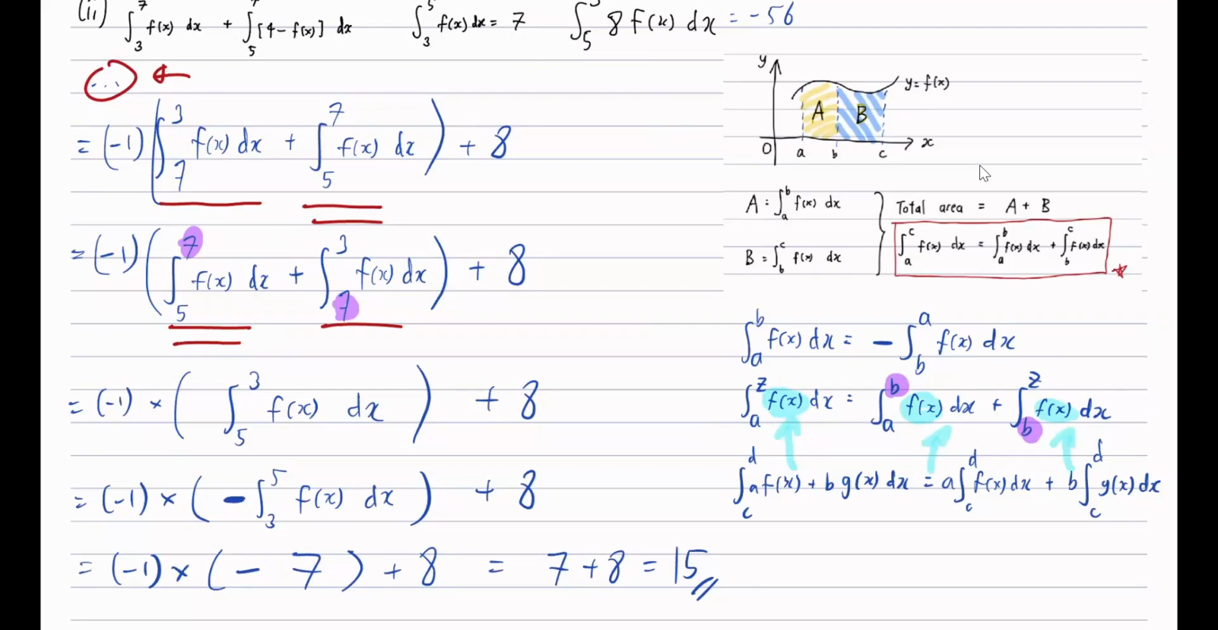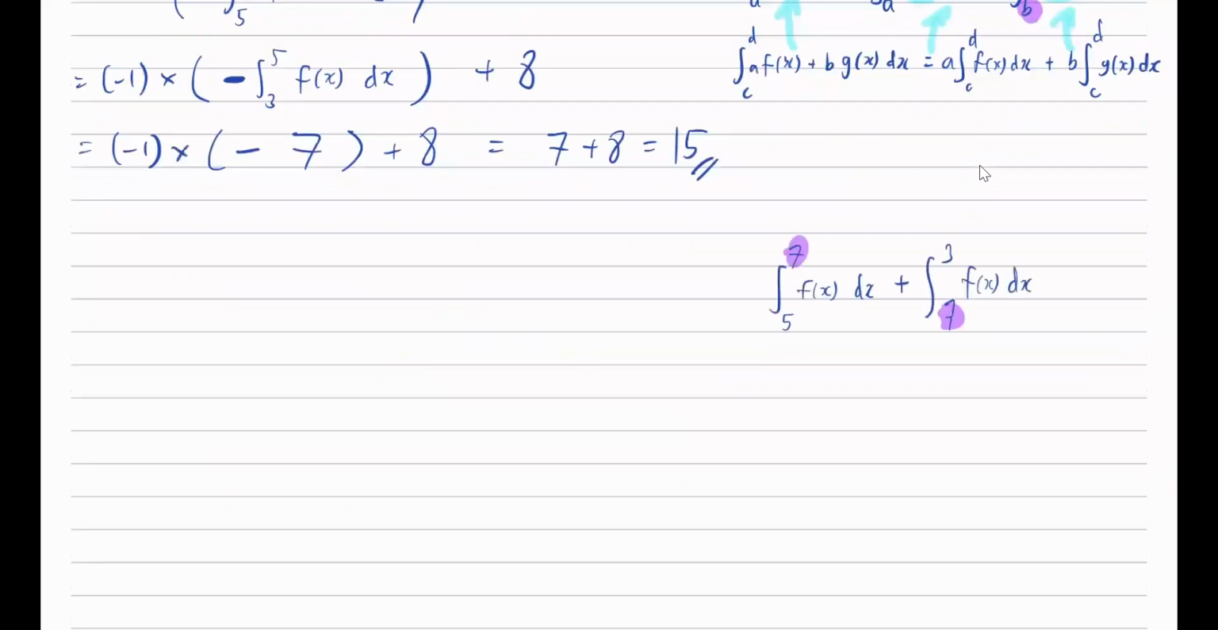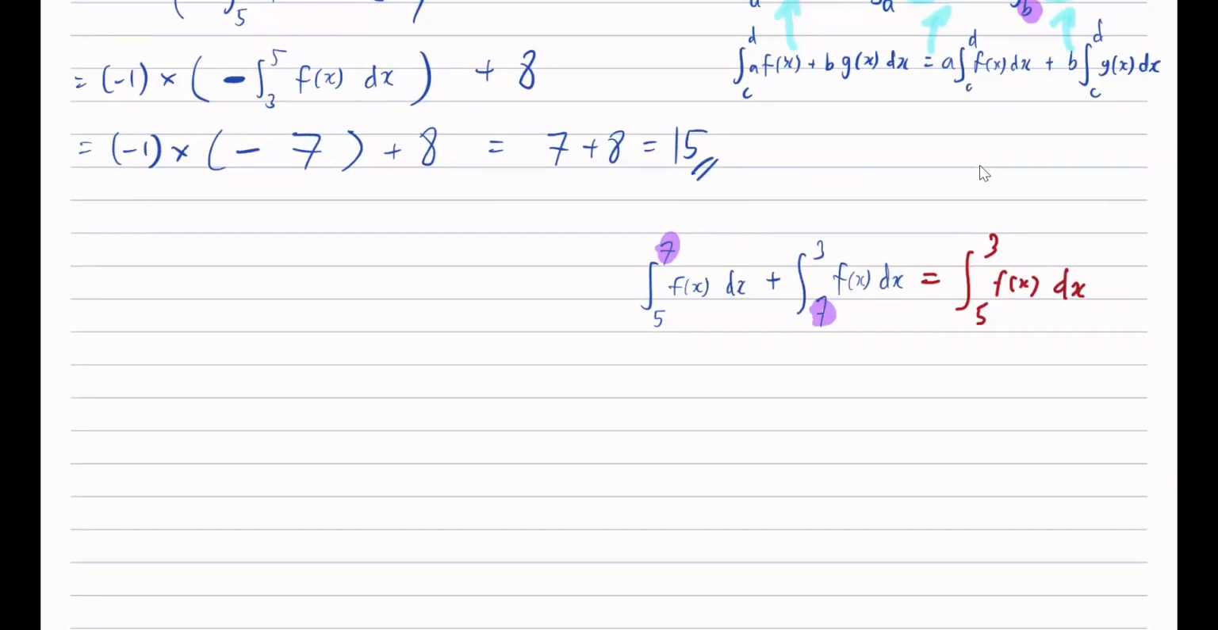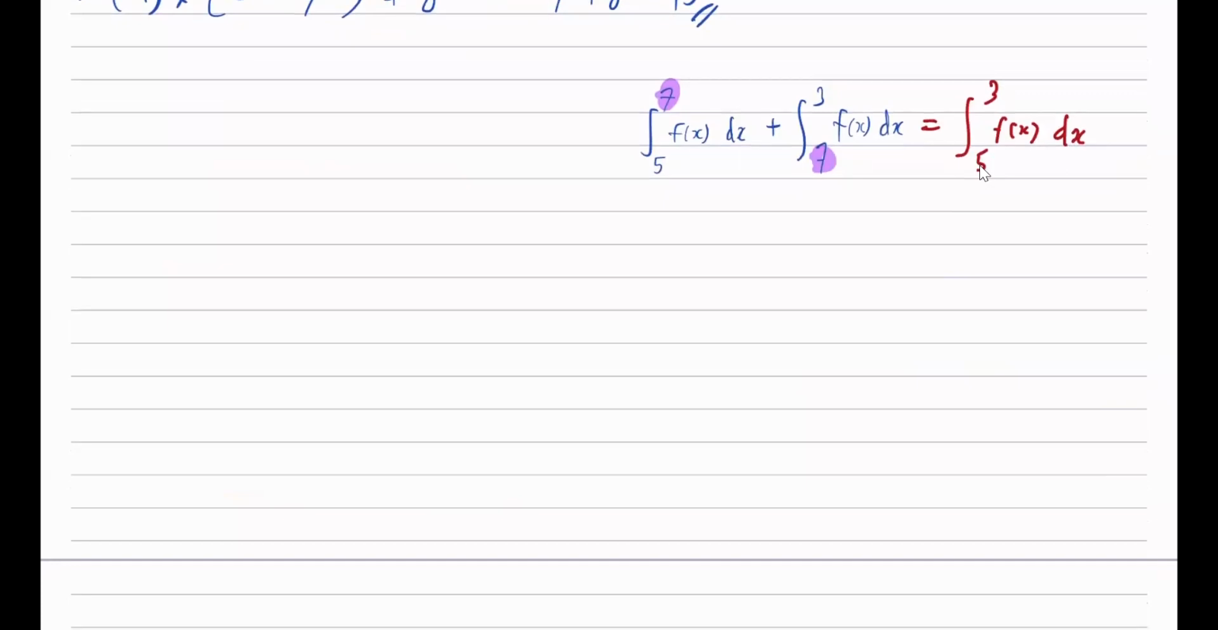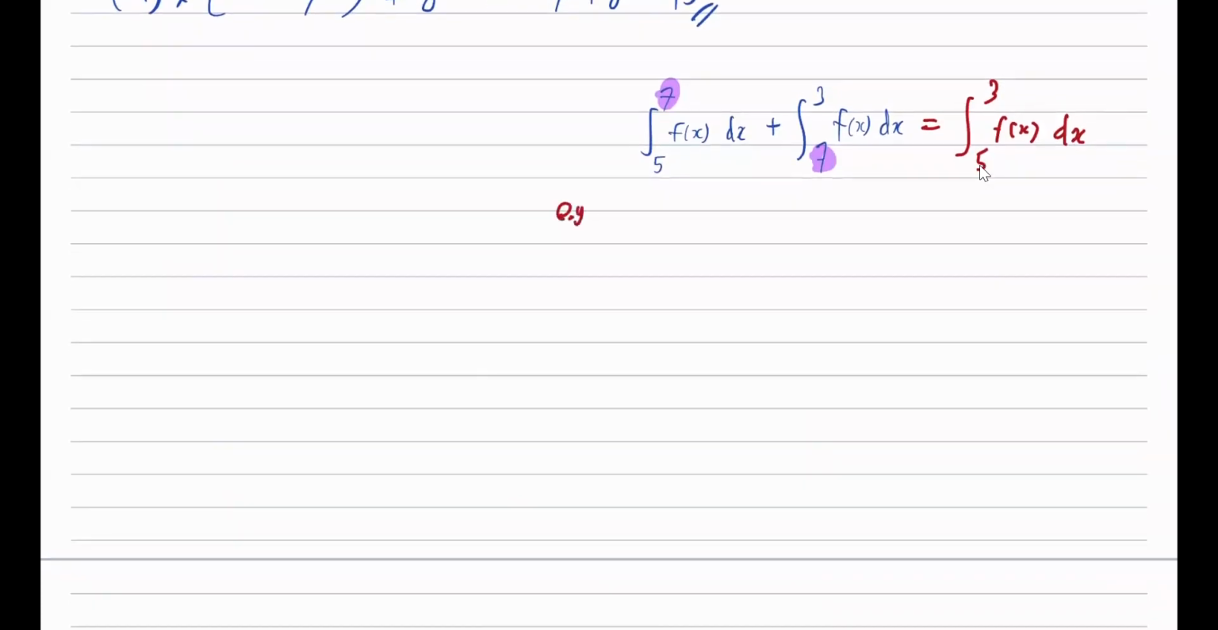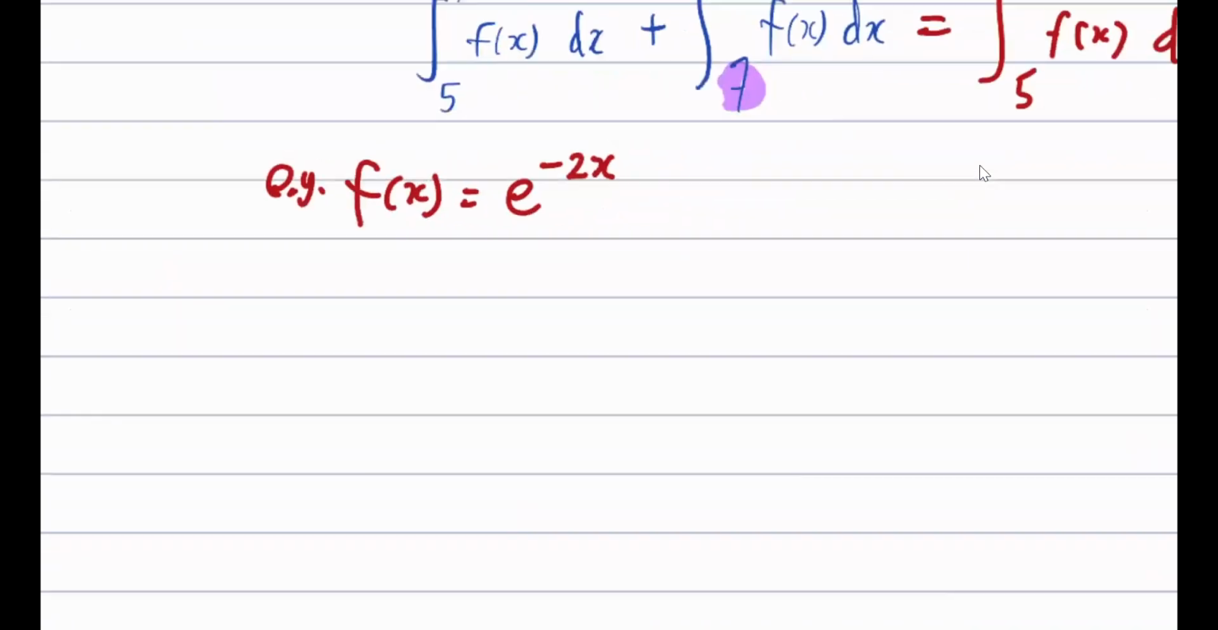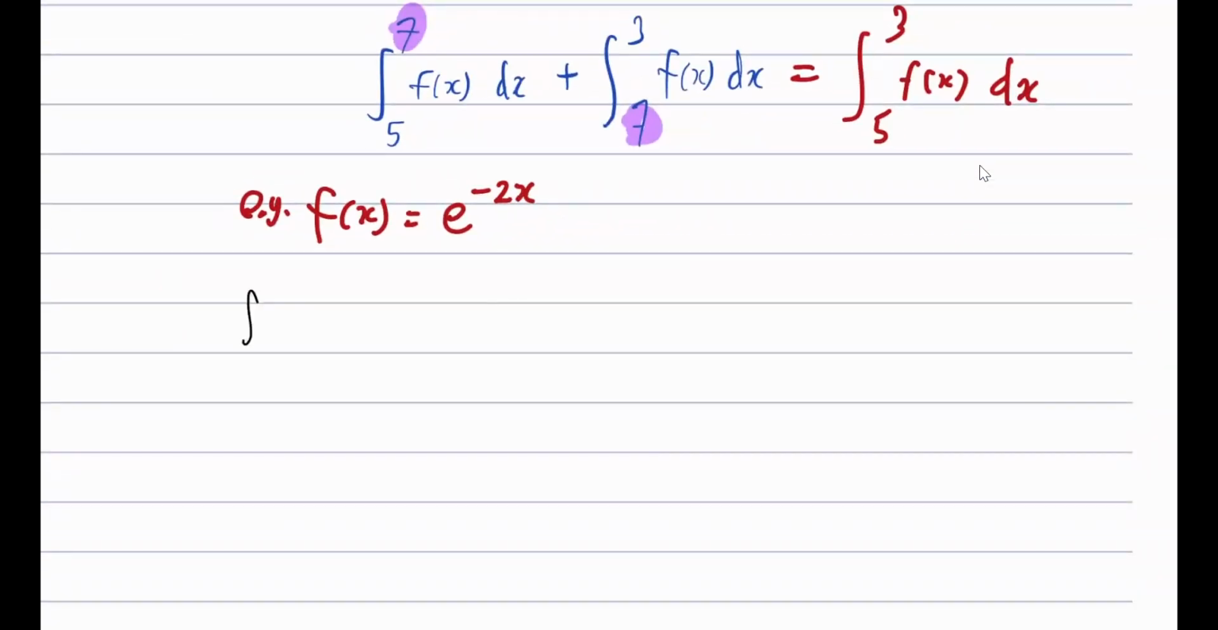Let's just do a quick experiment to check that this rule works out. This rule works for any f of x. This is equivalent to the integral from 5 to 3 of f of x dx. Let's check that this works for two different examples of f of x. Example: f of x equals, I don't know, e to the power of -2x. Okay, let's try that. So first, integrate f of x dx in general, the indefinite integral.